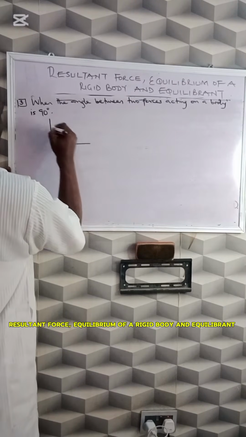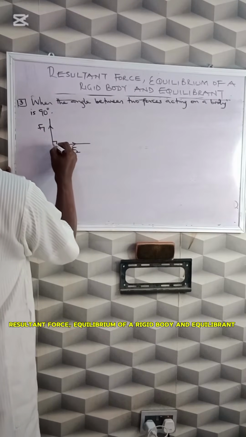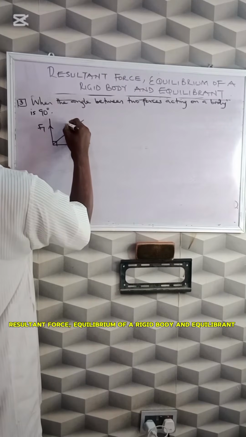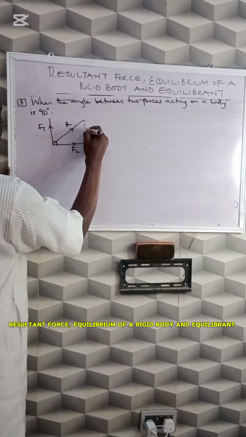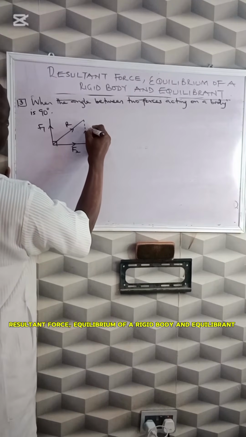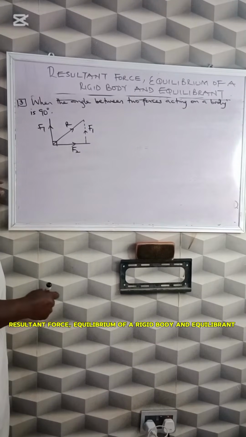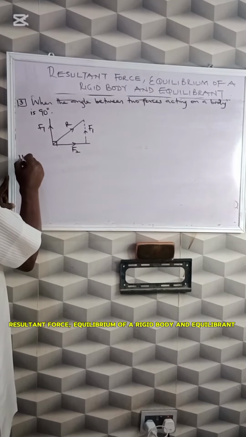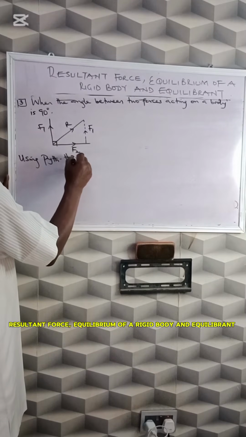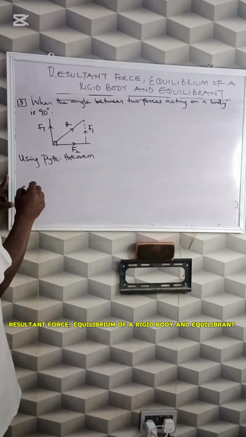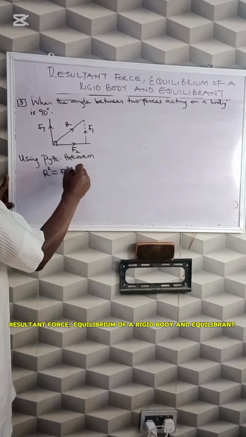So you have this, you have this. This one is F1, this one is F2. To find the resultant, this is the resultant. So you can trace it down. When you trace it down, you have it to be F1, opposite sides of a rectangle are equal. So in that case, you can use Pythagoras theorem. Using Pythagoras theorem, we state that the square on the hypotenuse is equal to the sum of the squares on the other two sides. So R squared is equal to F1 squared plus F2 squared.